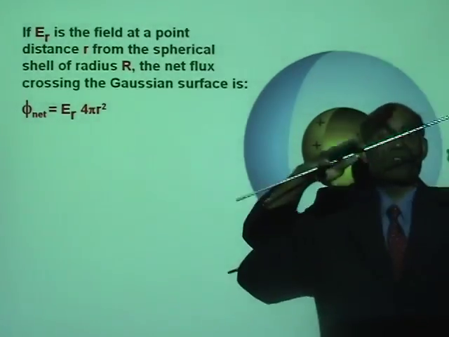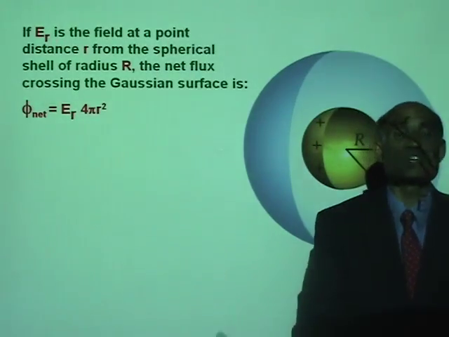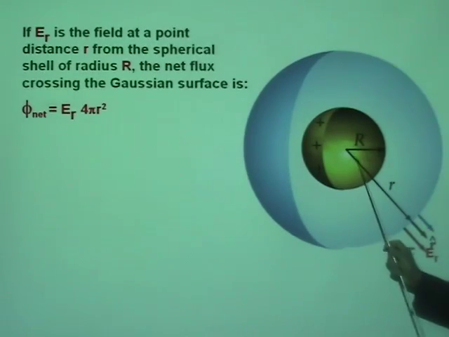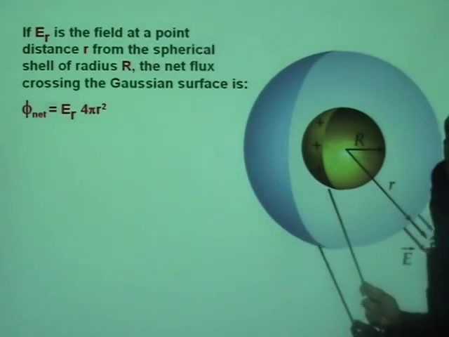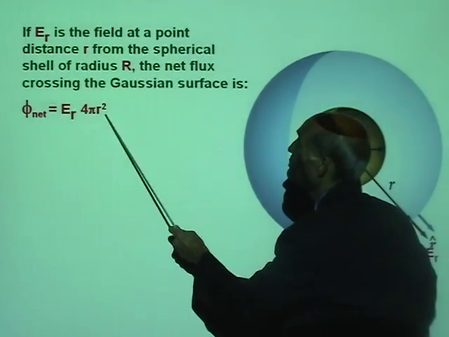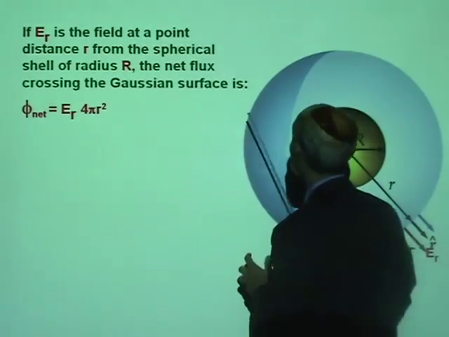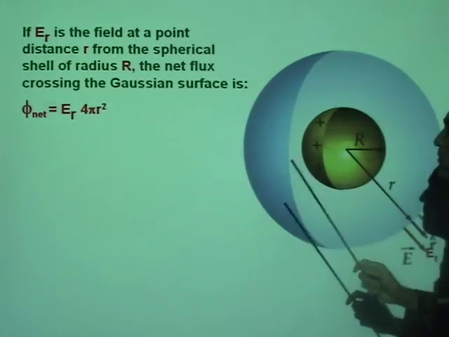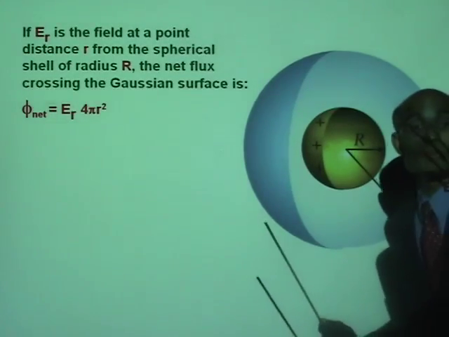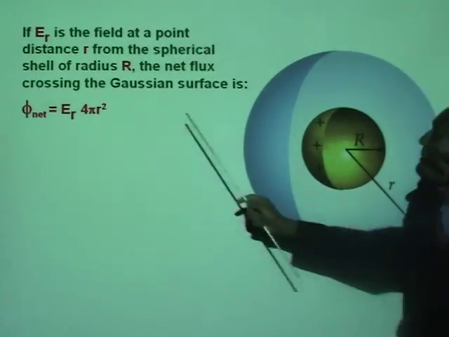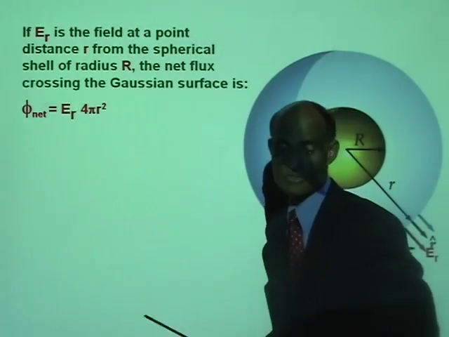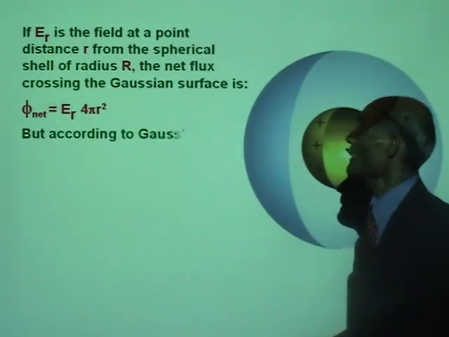What is the total flux leaving the Gaussian surface? The Gaussian surface is this big shell. What is the area of that shell? 4 pi r squared. It will be 4 pi r squared. So the net flux leaving the Gaussian surface will be E, which is the electric field, that is flux per unit area, multiplied by the area of the whole shell. So phi net equal to E times 4 pi r squared.